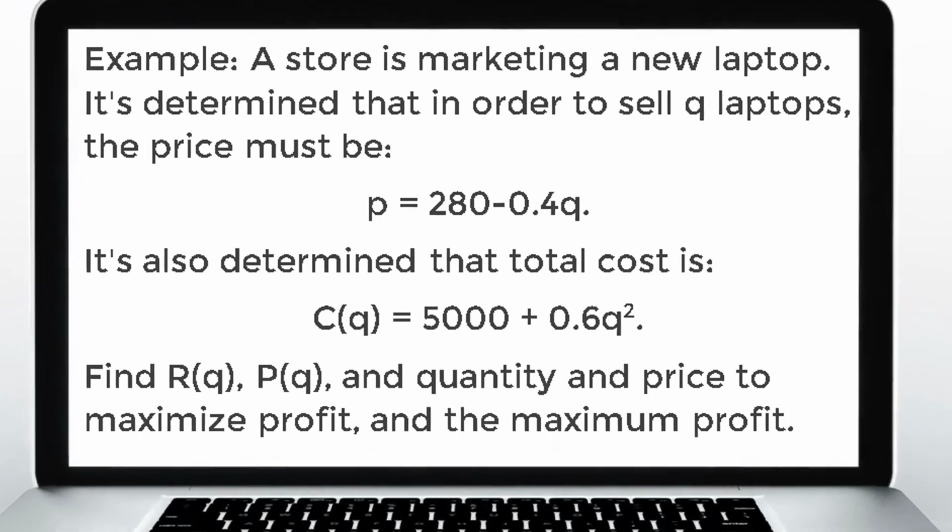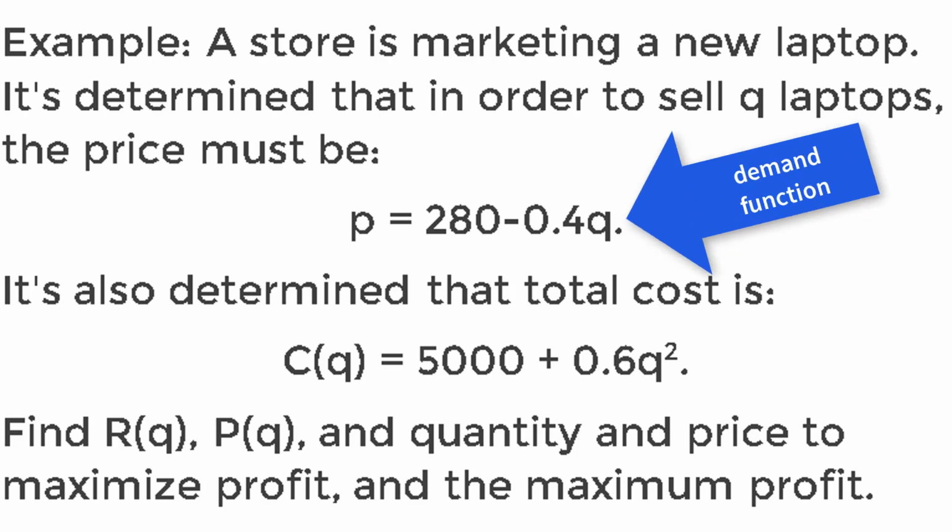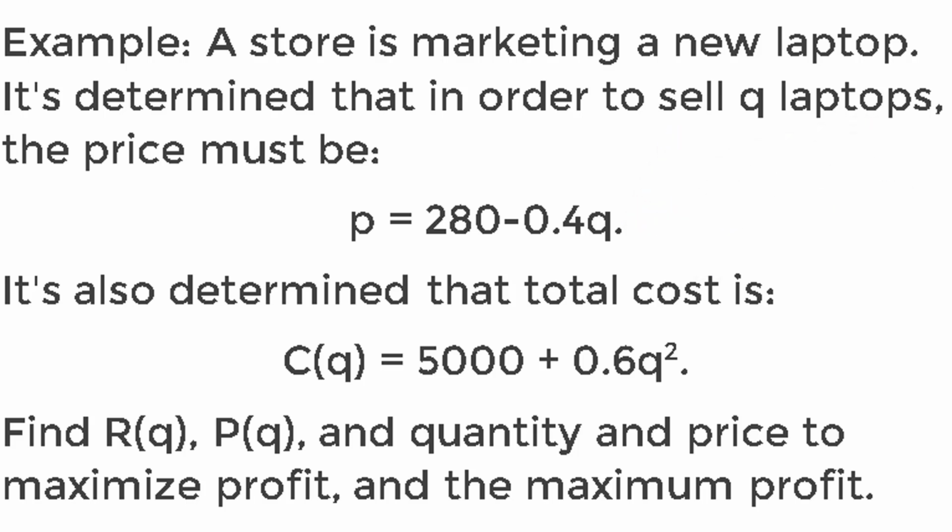Let's use this procedure in an example. A store is marketing a new laptop. It's determined that in order to sell Q laptops, the price must be P equals 280 minus 0.4Q. Note that this is just the demand function. It's also determined that total cost is C of Q equals 5,000 plus 0.6Q squared. Find the total revenue and profit functions, and the price and quantity that maximize profit, as well as that maximum profit.